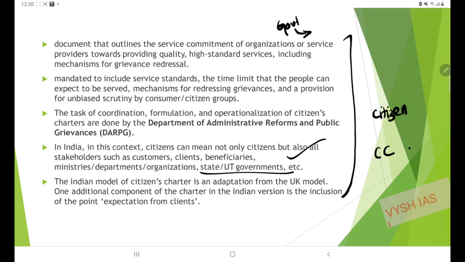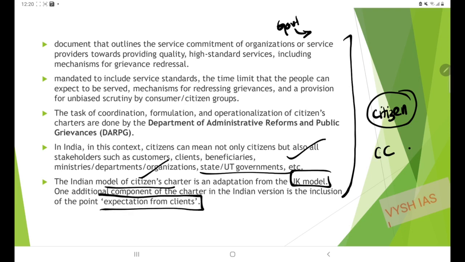So all the stakeholders are included within this definition of citizen. That is one point. Then I have already said that the Indian model of citizen charter is taken from the UK model, but we have included another provision with our citizen charter, that is expectation from clients.